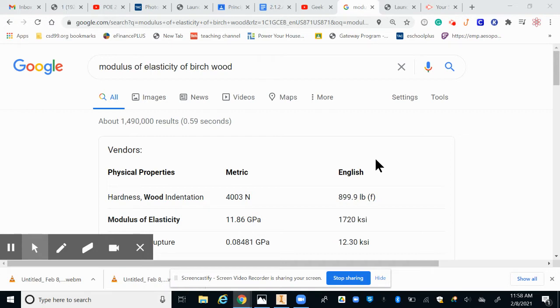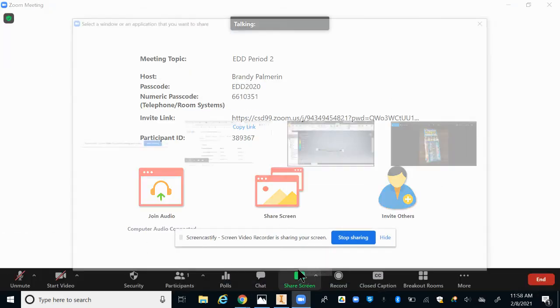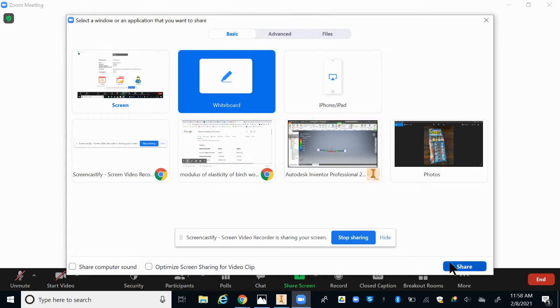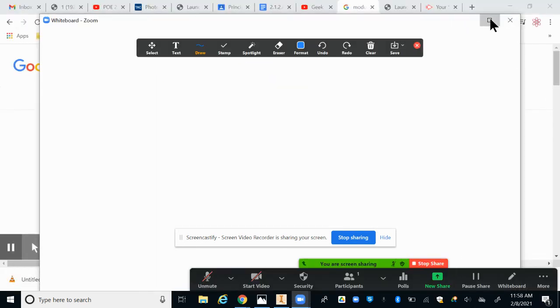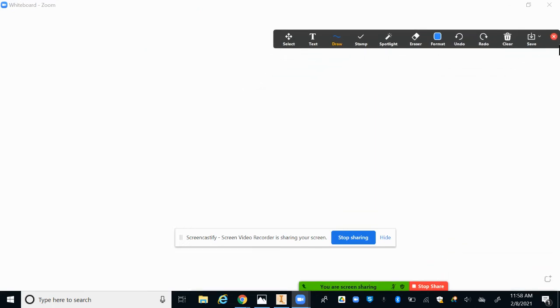KSI, and we're going to put that into the equation that we did in class, and we're going to hope to get close to the same deflection that we did in the Inventor model that I just ran. So I'm going to share my screen in hopes that we can work it out using the whiteboard feature. Okay, here we go. So we'll go ahead and make this full size, and I'll move this over. We're going to run through an example calculation of the activity that we did in class, but we're going to do it with the Inventor model.